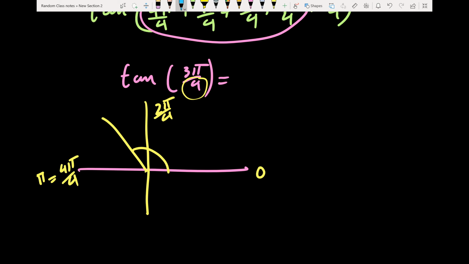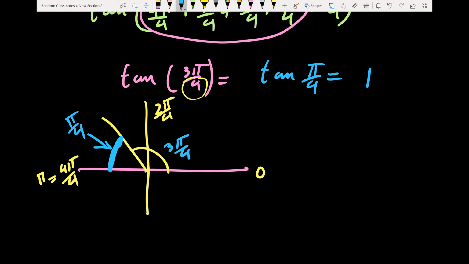Now, what's the reference angle in this case? If this is 3 pi over 4, what's this angle? Pi over 4. So now we're looking at tangent of pi over 4. And again, tangent of pi over 4 is what, guys? Positive 1. And is tangent negative in the second quadrant, or positive? Negative. So therefore, the answer is going to be negative.